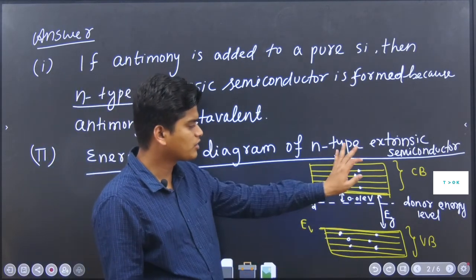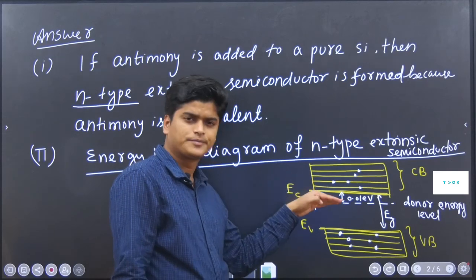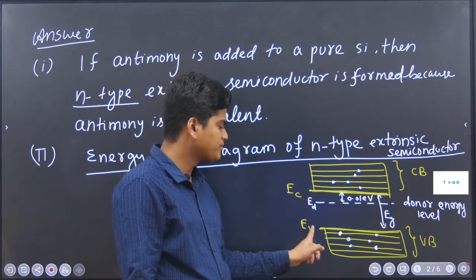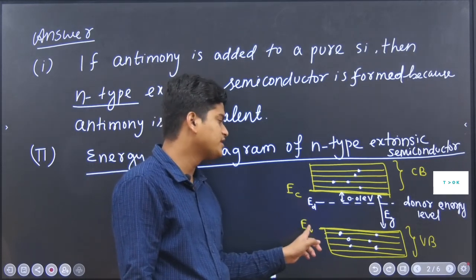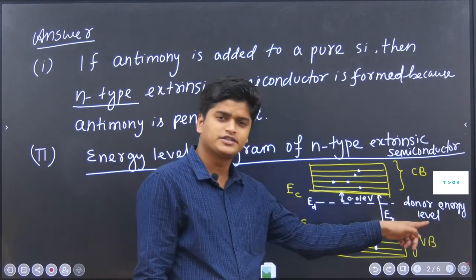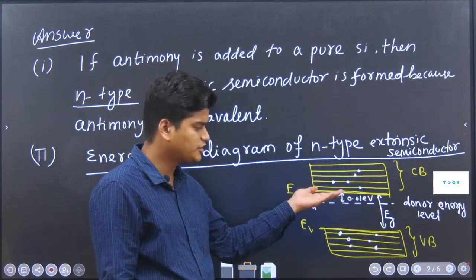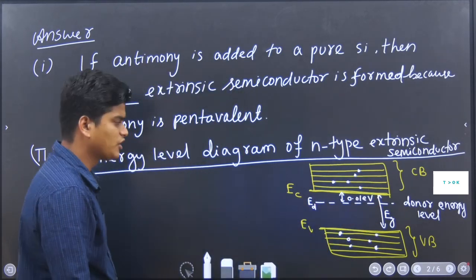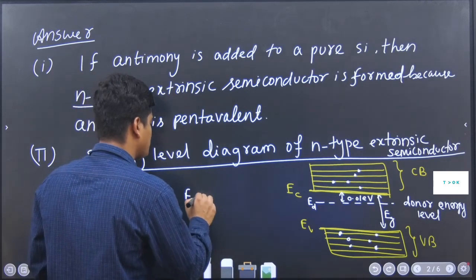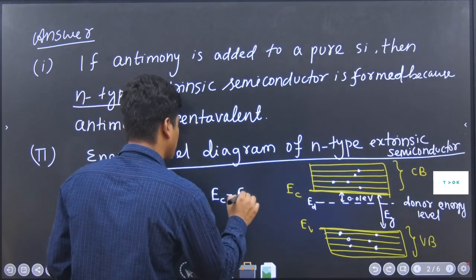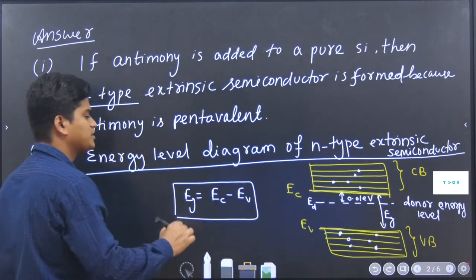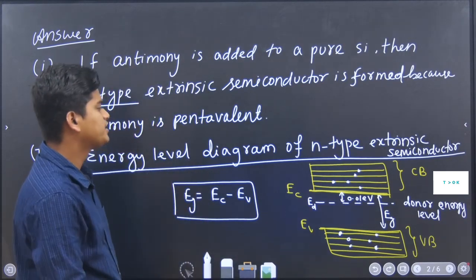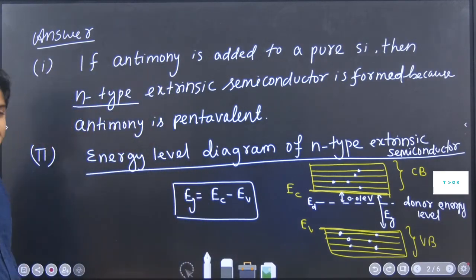You will have the valence band, conduction band, and here EC, the bottommost conduction band energy level is EC, and the topmost valence band energy level is EV, or the valence energy level. In between, one donor energy level will come, which is near the conduction band, just below the conduction band, and this Eg is nothing but the electron energy gap. Okay. So, Eg is the conduction energy level minus the valence energy level, that is your energy gap. So, this much idea you must do for the energy level diagram of N type extrinsic semiconductor.